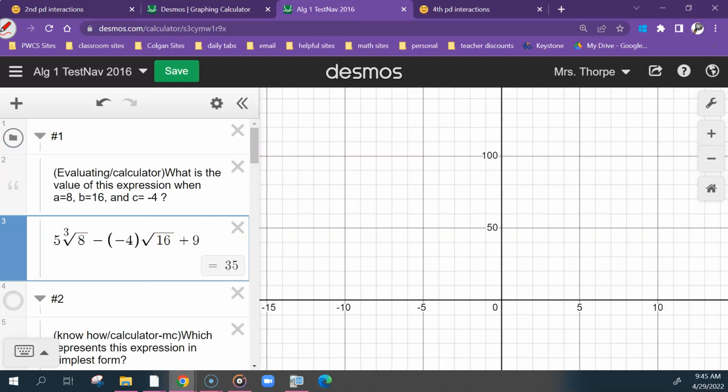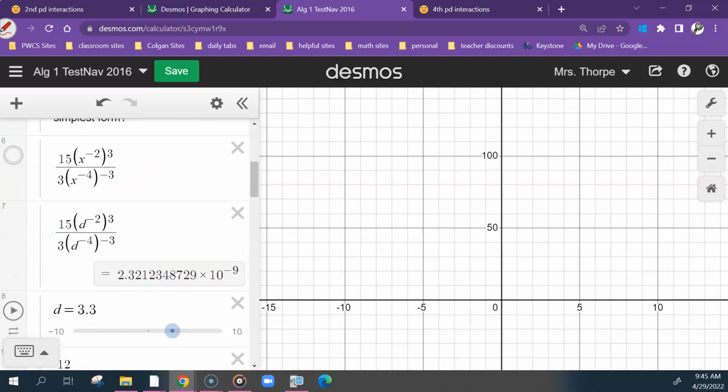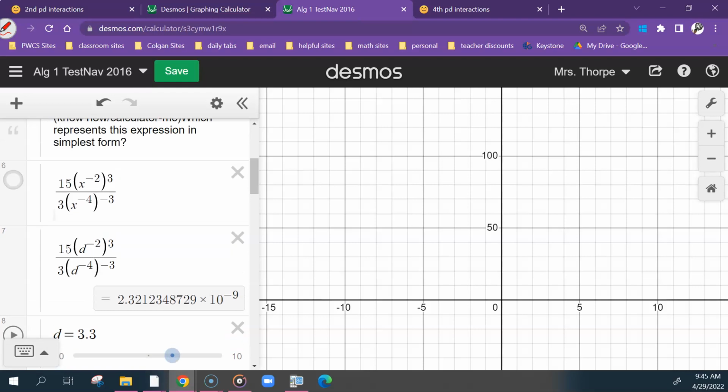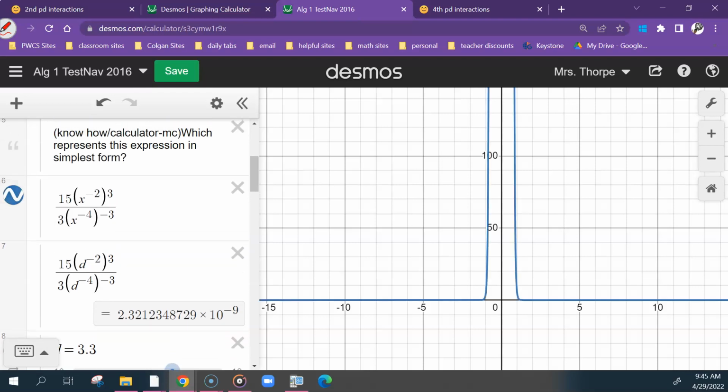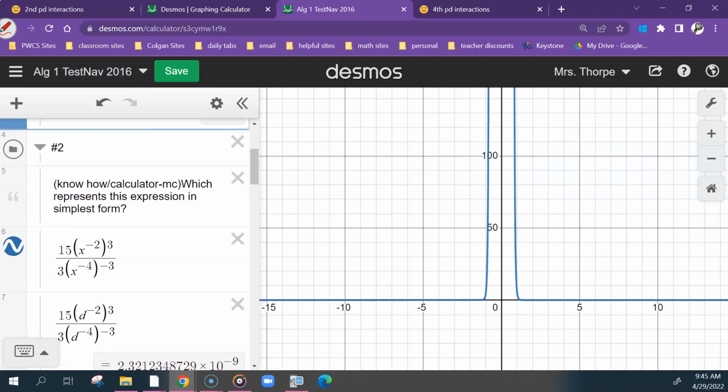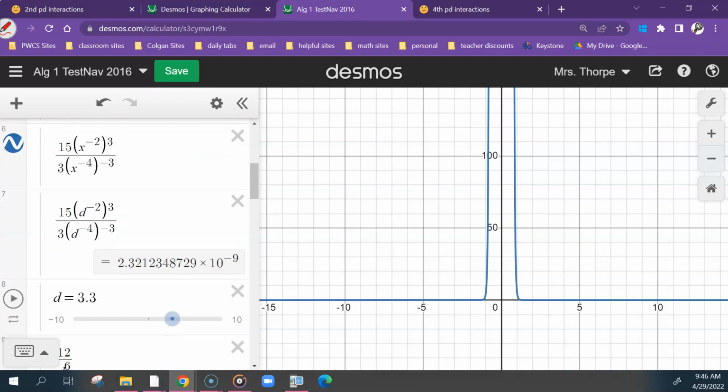For number two, this is really something you would need to know, because if you happen to have two answers that are similar, this may not work. So this is a way to check yourself, but you would need to remember how to do this. So I am going to show you. If you put in whatever this expression is, it's not going to do anything. You would have to actually do it by hand.